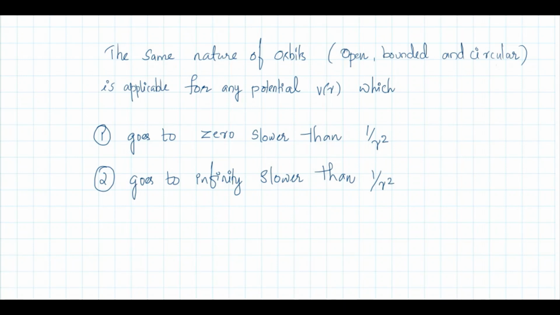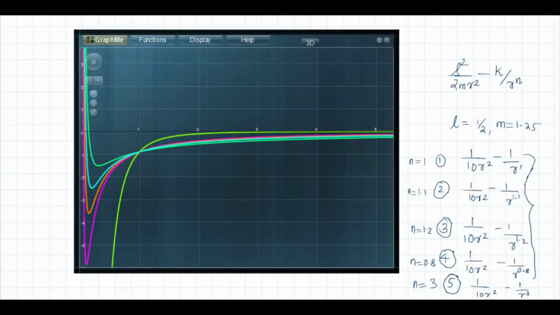I will say any attractive potential V of r which goes to 0 slower than 1 by r square and goes to infinity slower than 1 by r square. What does it mean? I will explain. Please look at these 5 plots.